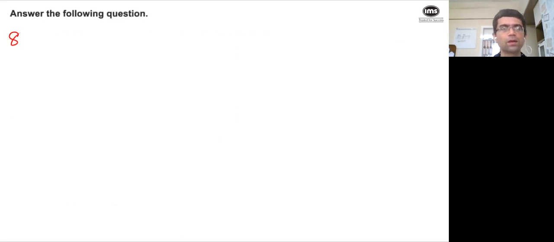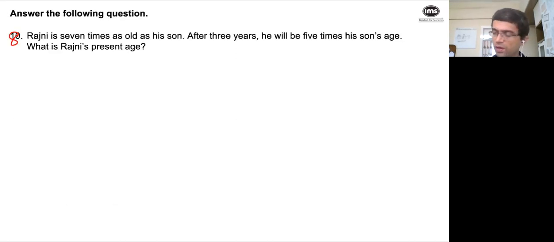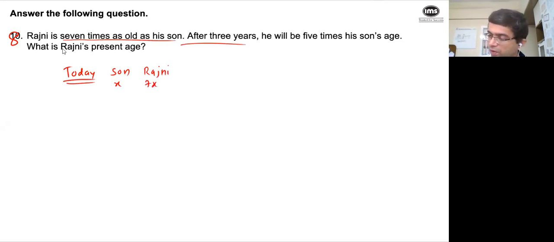Okay. Now Rajni is 7 times as old as his son. After 3 years, he will be 5 times his son's age. What is Rajni's present age? So simple thing. Suppose today his son is x years. So how old is Rajni? Rajni is 7 times as old, so he is 7x.